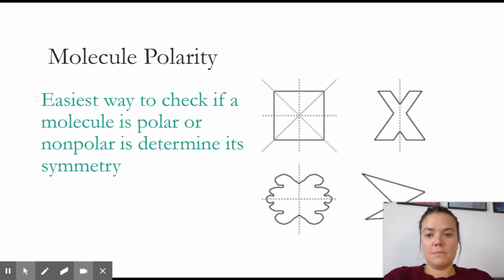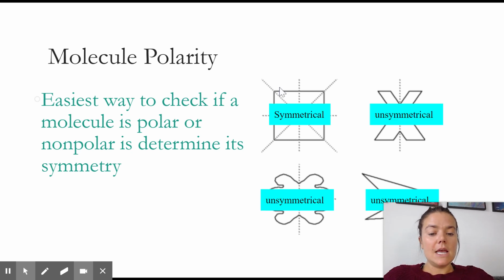So molecular polarity is, we're not just looking at a bond, we're looking at the whole molecule, because molecules can have more than 2 atoms in them. They can have actually even hundreds of atoms in them. So the easiest way to check if a molecule is polar or not is to look at its symmetry. So thinking of symmetry, this square is a perfectly symmetrical shape because it has multiple lines of symmetry.